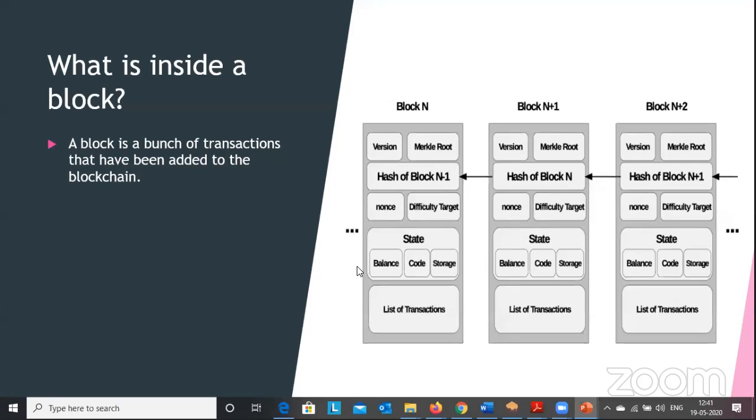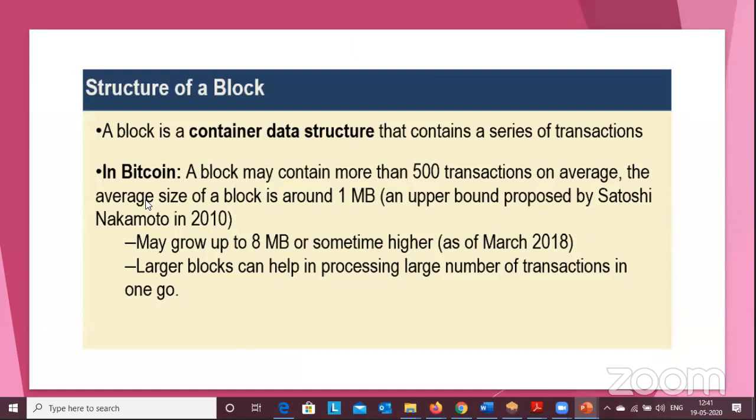Some other fields we have are the balance of the wallet, the code, the storage, and the list of transactions. Here also the hash of block n minus 1 is the previous hash, like this. Now we'll go to the next slide.